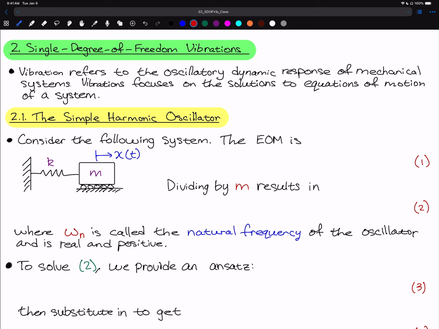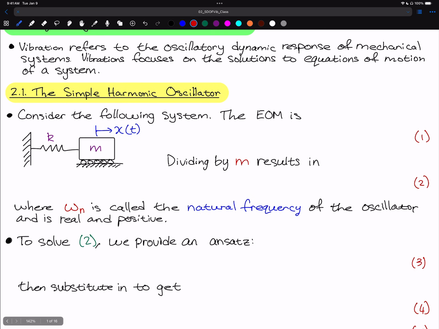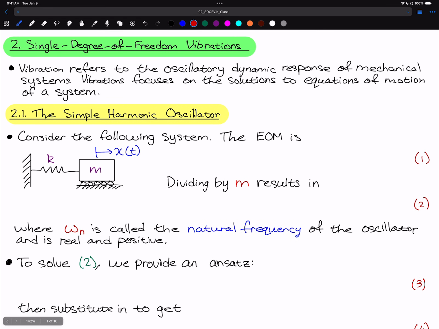When we were dealing with dynamics, primarily, we were dealing with finding equations of motion. And now when we deal with vibrations, which is a subset of dynamics, we're going to be focused on how we solve these equations. We're going to be focusing on linear vibrations in this class. And if you want to learn nonlinear vibrations, which is much more involved and much more interesting as a result, feel free to reach out to me and I'm happy to have a discussion about that.